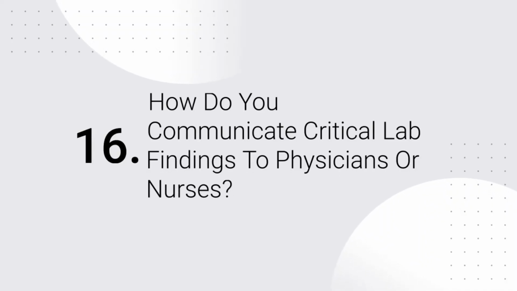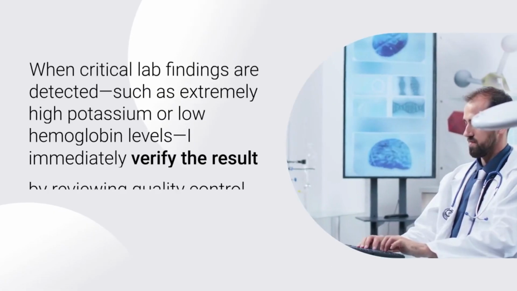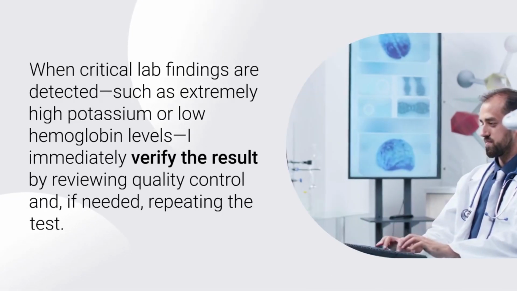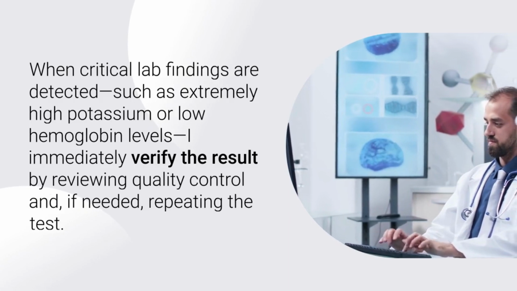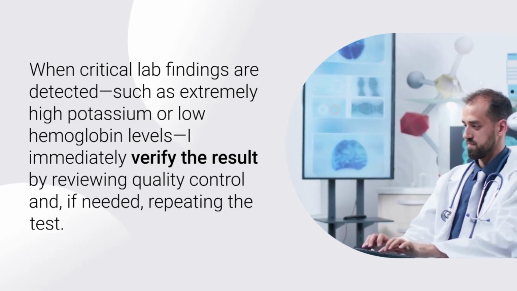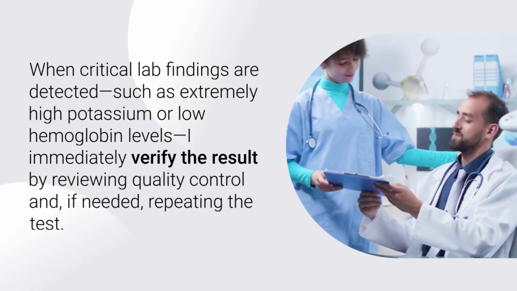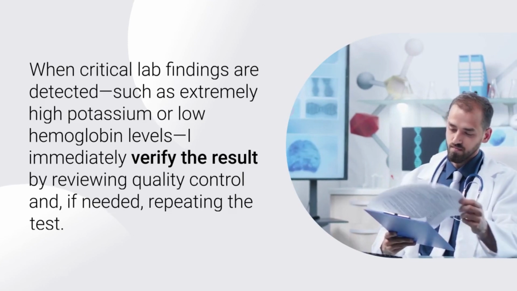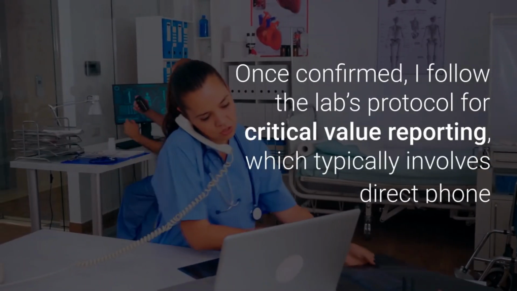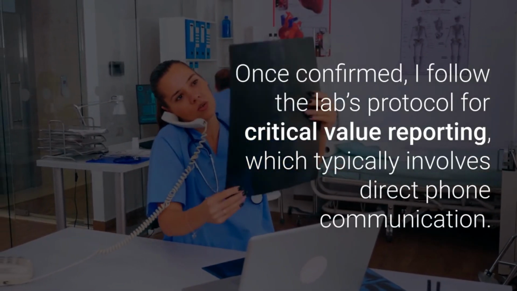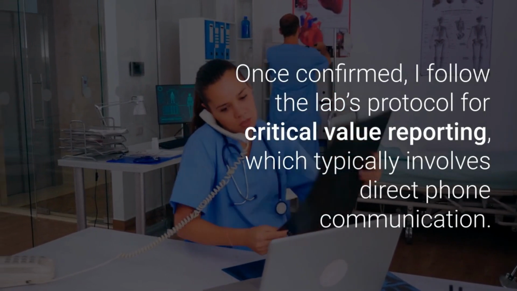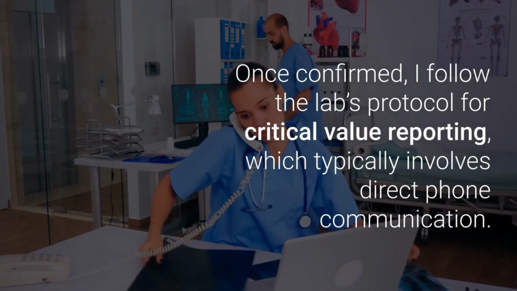16. How do you communicate critical lab findings to physicians or nurses? When critical lab findings are detected, such as extremely high potassium or low hemoglobin levels, I immediately verify the result by reviewing quality control and, if needed, repeating the test. Once confirmed, I follow the lab protocol for critical value reporting, which typically involves direct phone communication.